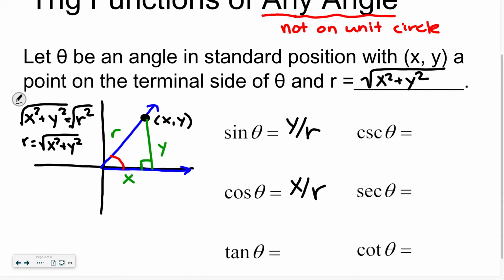But because their r's were always 1, it simplified real nicely. Now we have to leave the r in there. And then, of course, tangent is y over x. And it's pretty easy to do the reciprocals: r over y, r over x, x over y.